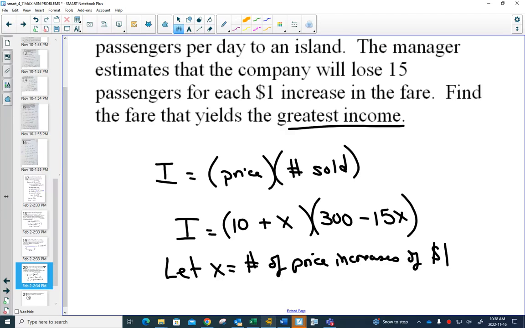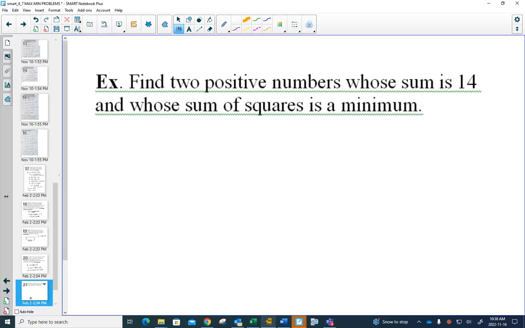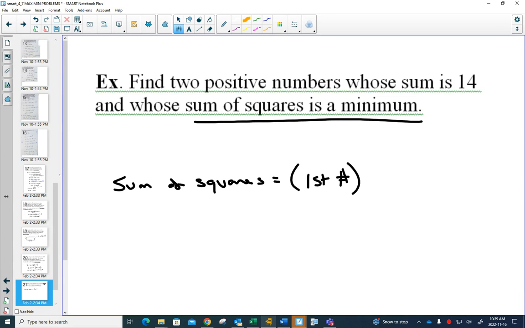And finally, our last question: find two positive numbers whose sum is 14 and whose sum of squares is a minimum. So, sum of squares is a minimum. And what does that mean? It's going to be your first number squared plus your second number squared. That's what a sum of squares would mean. And we want this to be a minimum. So how do we go about finding this?